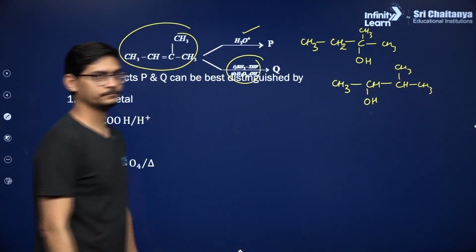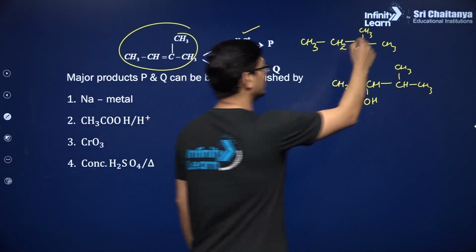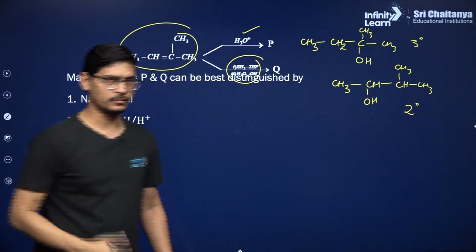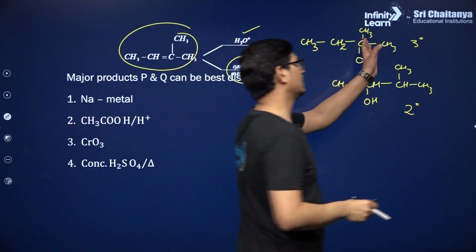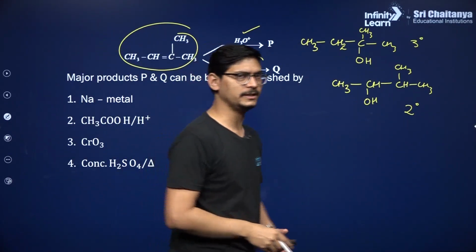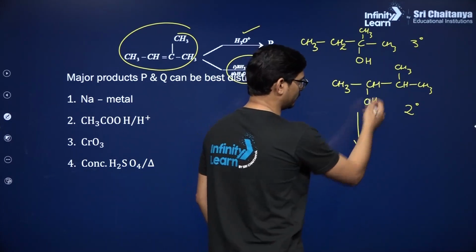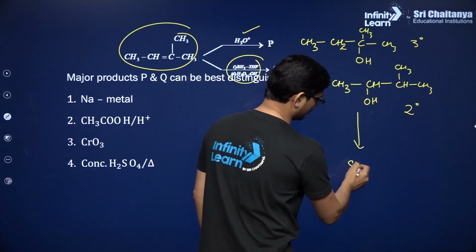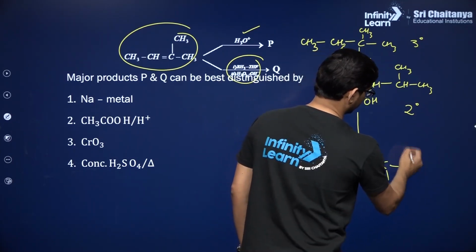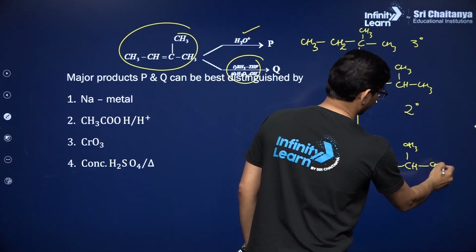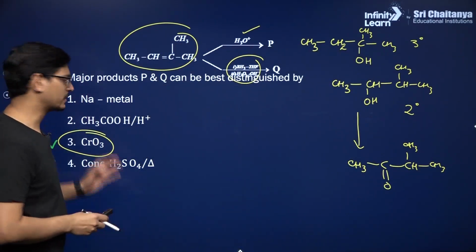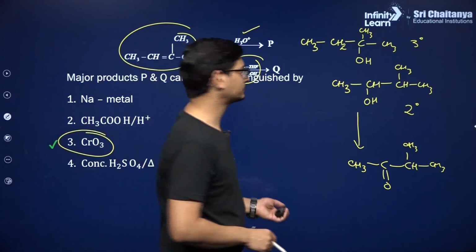This is our Q. Now you can notice very clearly that this is a tertiary alcohol and this is a secondary alcohol. Tertiary alcohols cannot be oxidized because we do not have a hydrogen bonded to the carbon, but secondary alcohols can be readily oxidized to the corresponding ketone. So if I take a moderately strong oxidizing agent, then this can be oxidized to this. And we know chromic anhydride is a moderately strong oxidizing agent. So the correct answer to this question is CrO3, option 3.